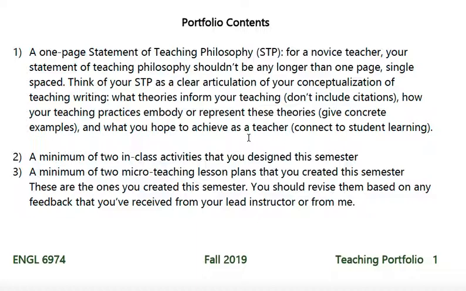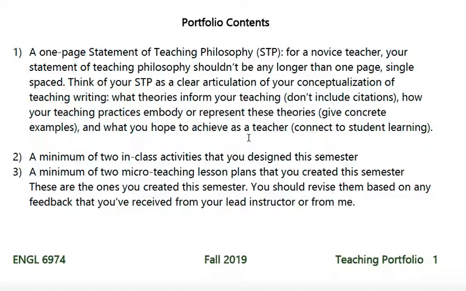For a novice teacher, I don't expect anything longer than 1 page single-spaced. Please don't make it any longer than that. In job applications, anything that's longer than a page is frowned upon and people don't read it. People don't have time to read it. Imagine that a committee has to read about 70 or 80 applications. So definitely nobody has time to read more than 1 page. This is for novice teachers only.